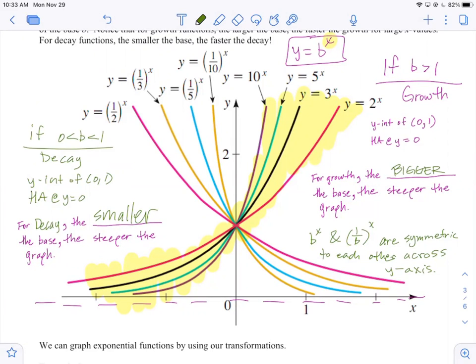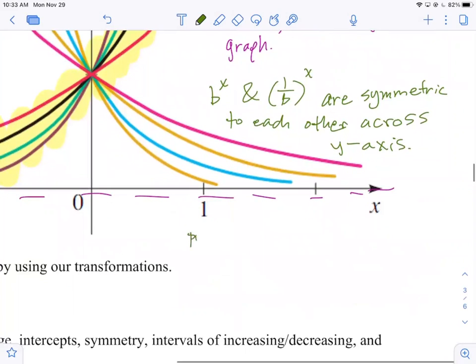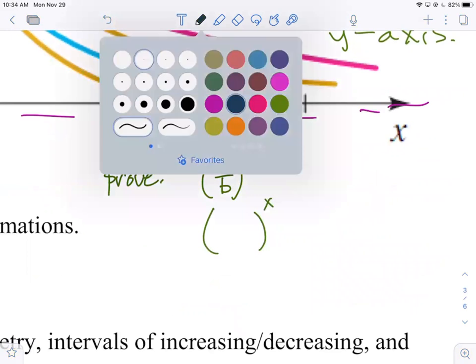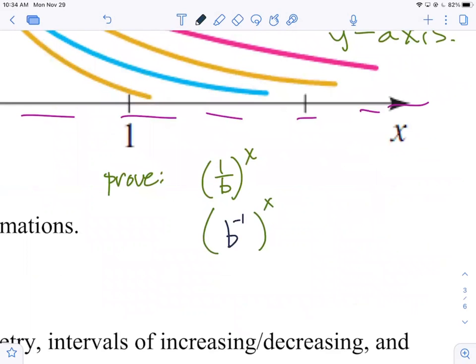Now here, it's easy to prove. Let me show you how to prove that. We're going to be doing trig proofs later in the year. To prove something, you want to start with something that has more information rather than less information, because it's easier to tear things down than it is to build them up, right? So if I look at 1 over b to the x to start with, that's the same as, well, 1 over b, that's the same as b to the negative first.